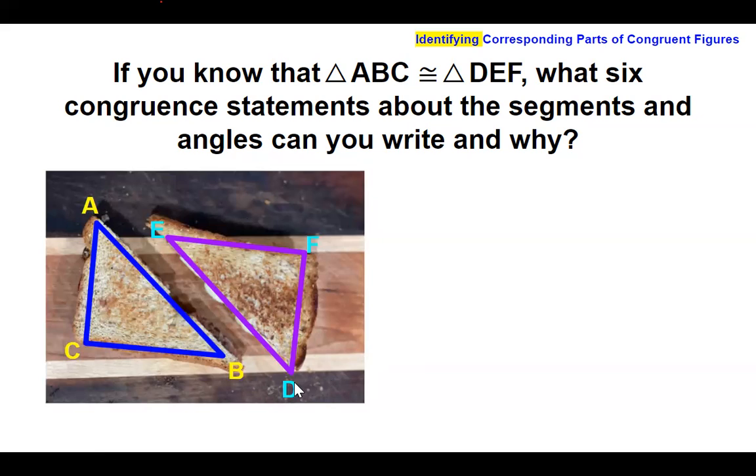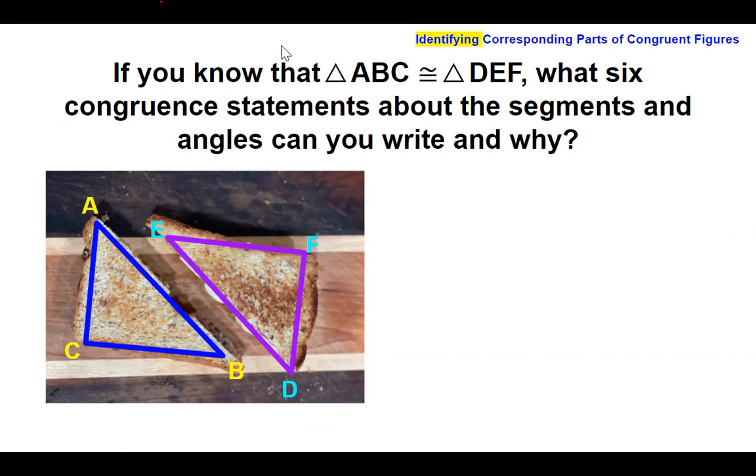In this particular example, we have triangles. How many sides do triangles have? 3. So we're going to have 3 statements of congruency with our lengths. And how many angles do we have in a triangle? It has 3 vertices, therefore 3 angles: A, B, and C. Over here it has D, E, and F. So it has three inside angles, and we're going to have another three statements of congruency.